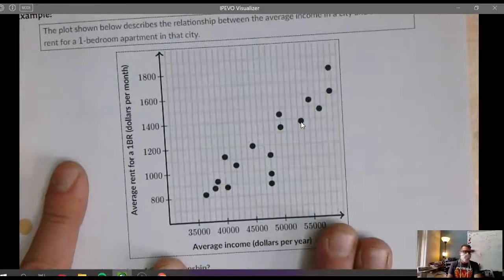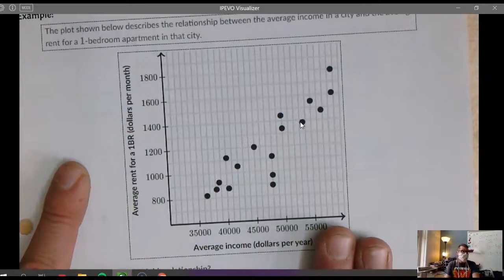So check out this graph. And guys, what I love about Khan is they present you with real information. Adam?